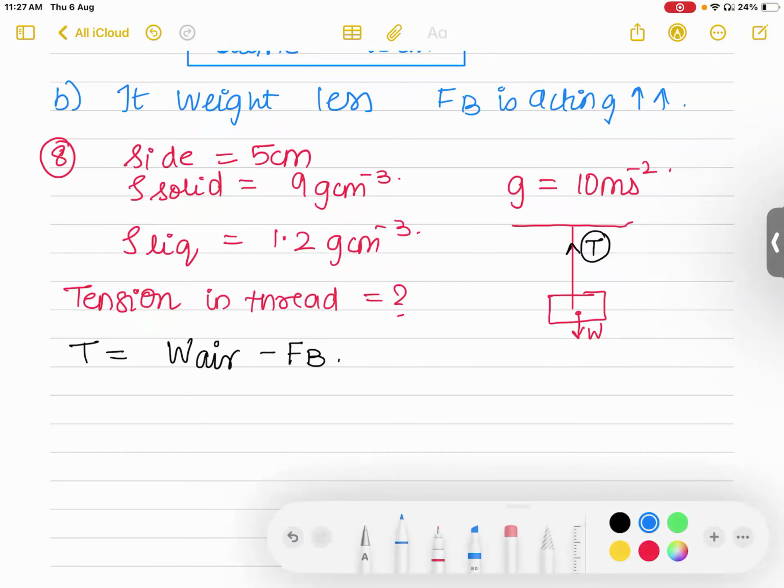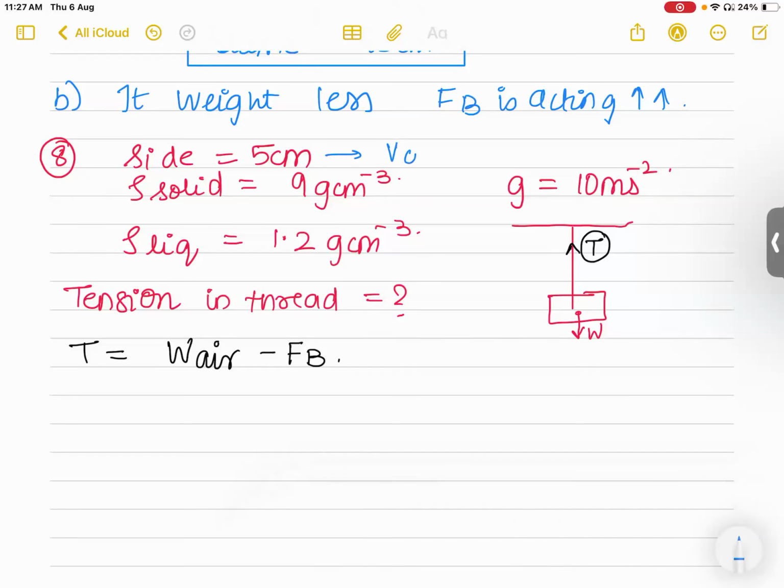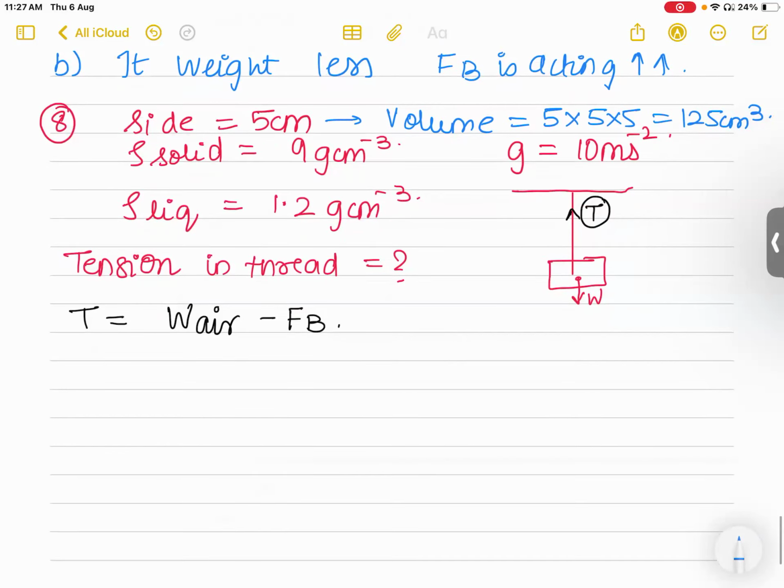They have given me the side of the cube. So from that side, I can calculate volume. It is a cube, so the volume of a cube is side into side into side, which is 125 centimeter cube. Since I'm supposed to find the weight in air, I need to first know the mass. So weight in air is equal to mg. M I don't know, so to calculate M, I will use the formula density is equal to mass upon volume.